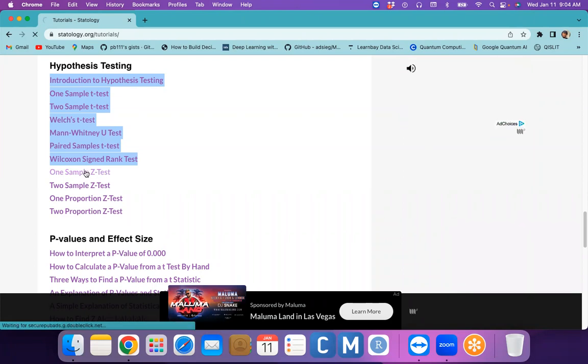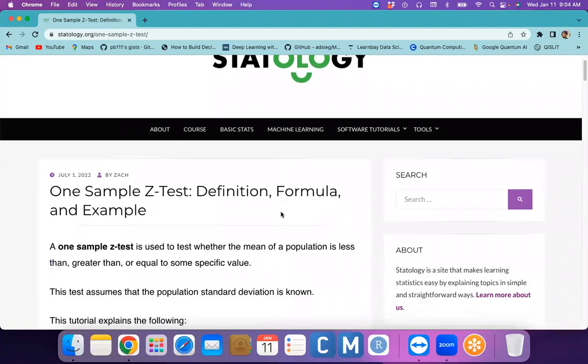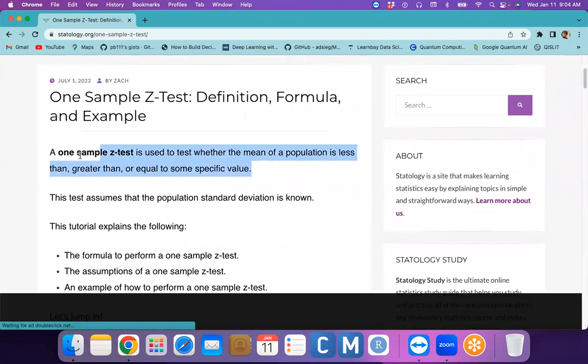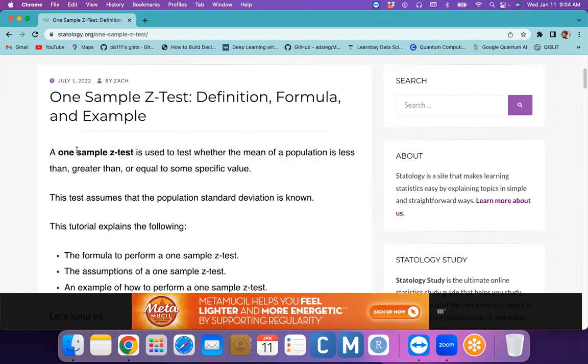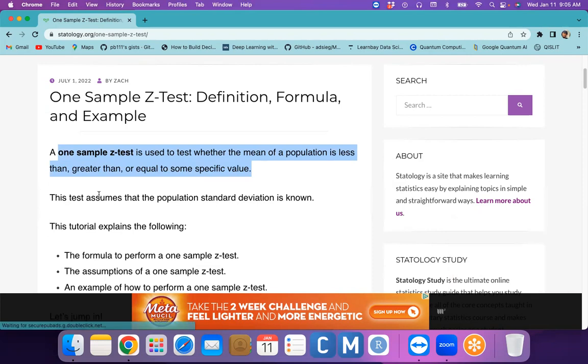So one sample Z test, in the sense we have only one group, the group population I want to compare with one particular or specific value, then we can go with the one sample Z test. Okay, here the one sample Z test is used to test whether the population mean is less, greater or equal to some specific value. You have only one group, the group population mean you're comparing with some constant value, then in that situation we can go ahead with the one sample Z test.